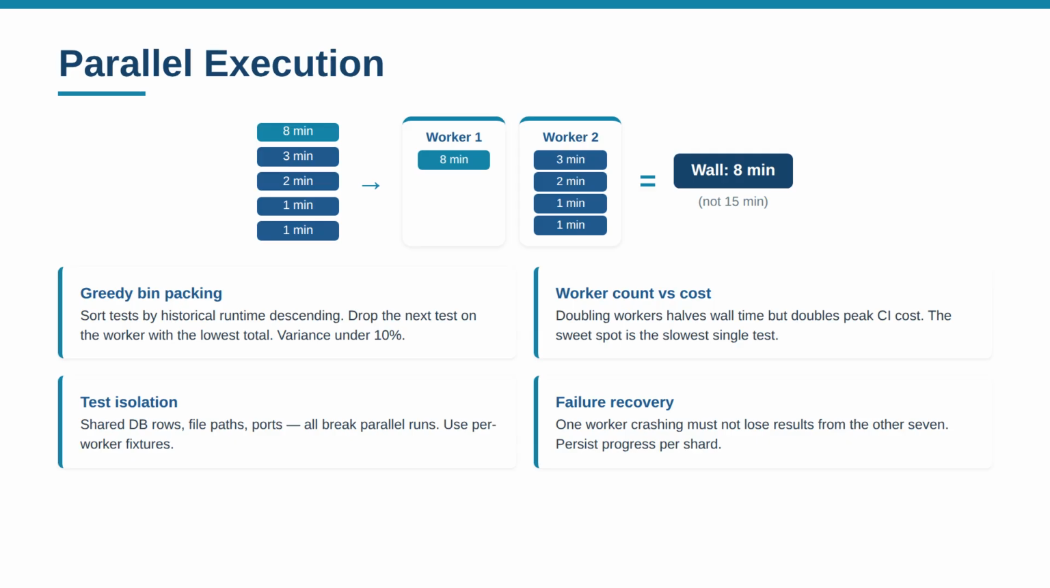Third, and most often overlooked, test isolation. Shared database rows, file paths, and ports all break parallel runs. Every worker needs its own isolated fixtures.